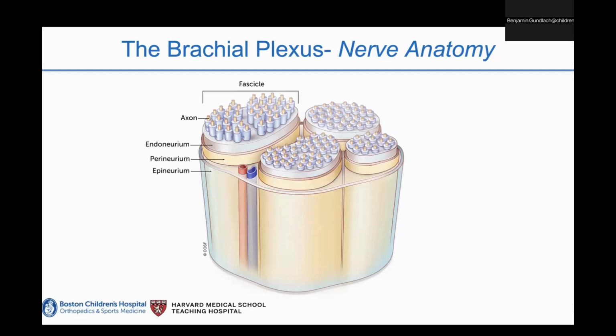Multiple fascicles are then contained together in more connective tissue, which in part provides vascularity to the peripheral nerve. And all of this is ultimately contained within an epineurium. And it's this structure that we then go on to consider the peripheral nerve.